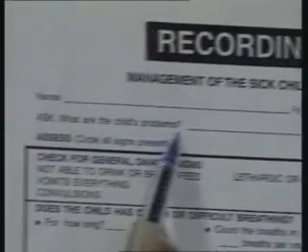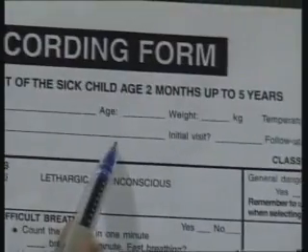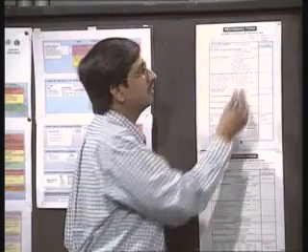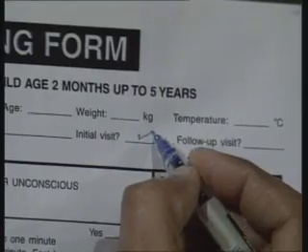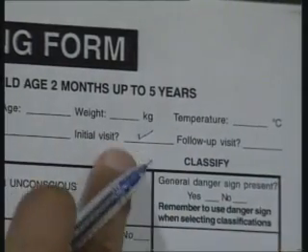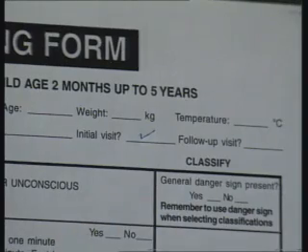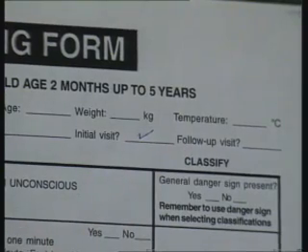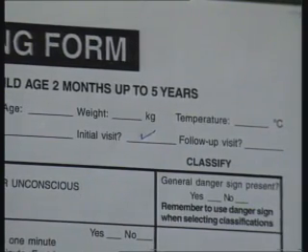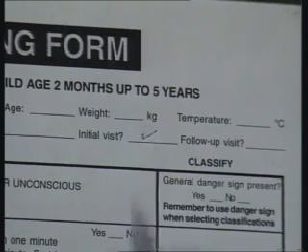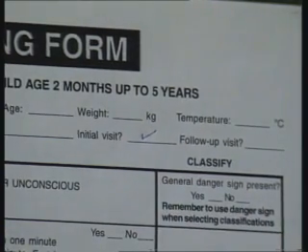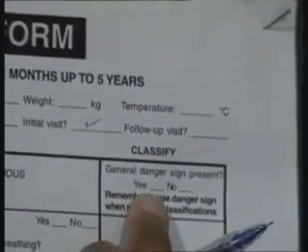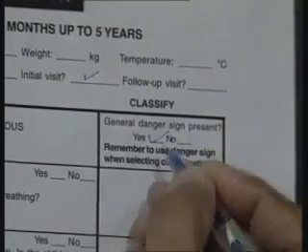Then ask what the child's complaints are. The mother's complaints will be written here, and to say whether this is an initial visit or a follow-up visit, we will make a tick mark. Here we are not writing yes or no, we are putting a tick mark, just to make uniformity so that everybody follows the same process. Similarly, if we are saying check for general danger signs, if these general danger signs are there, then you will tick mark yes.